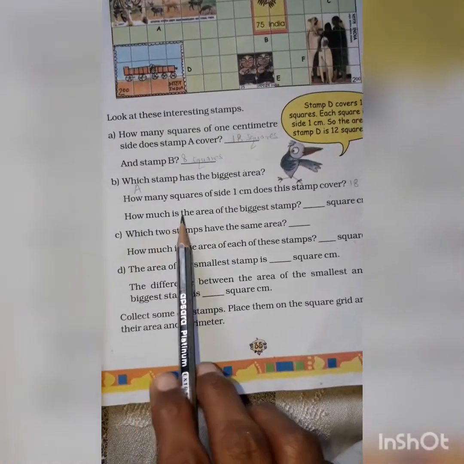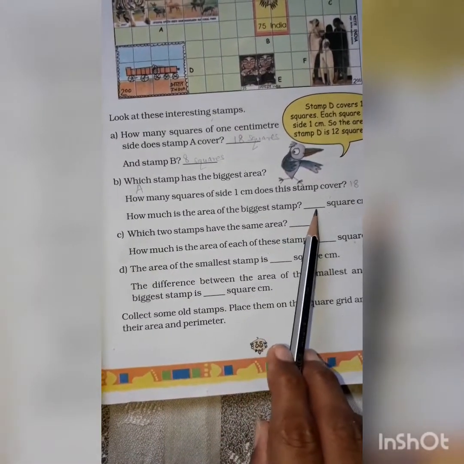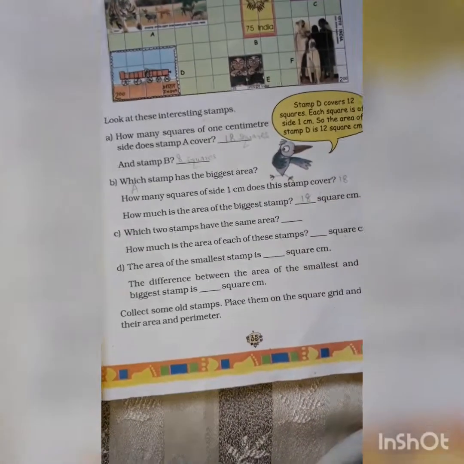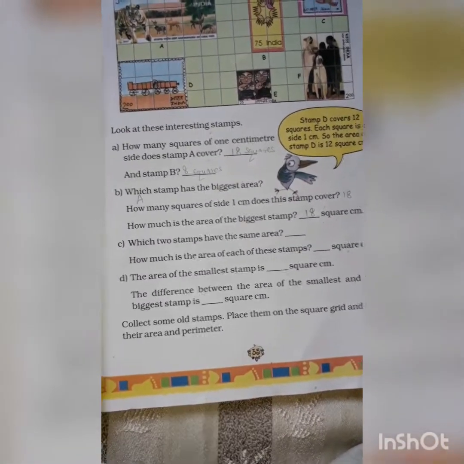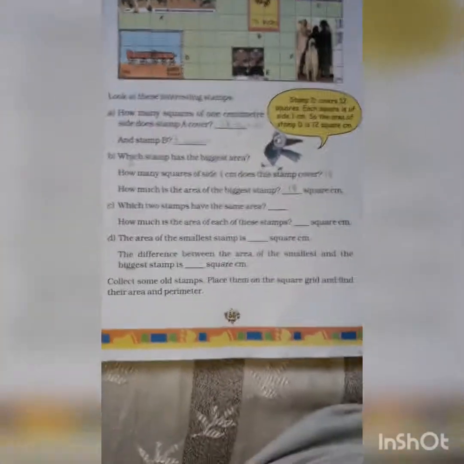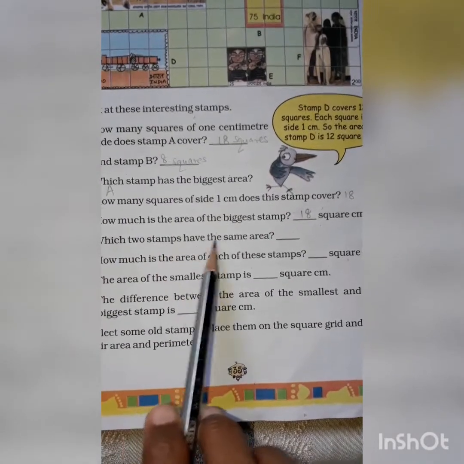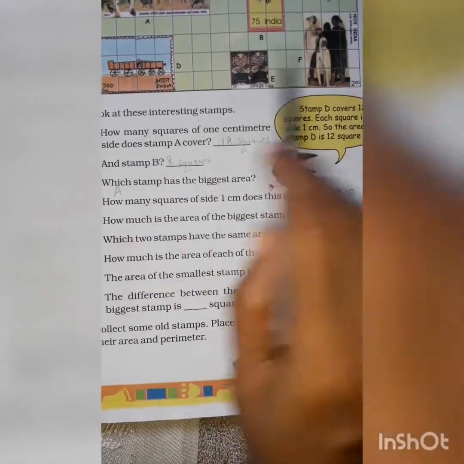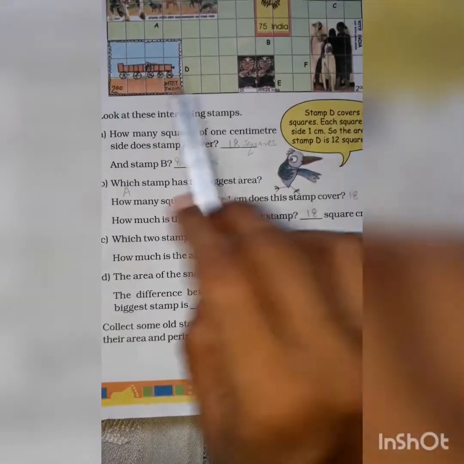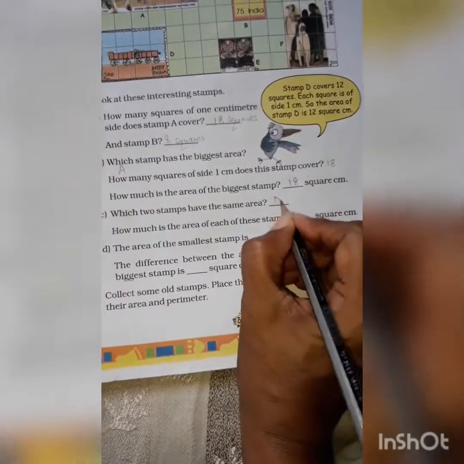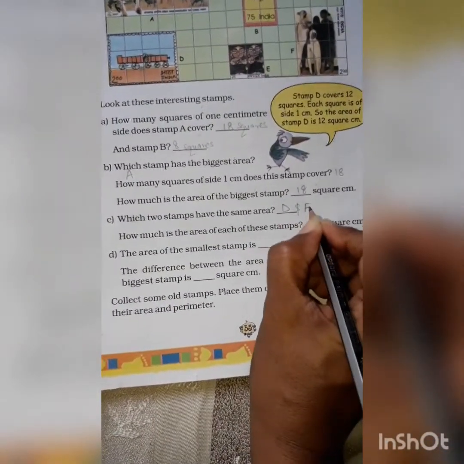How much is the area of the biggest? Okay, this we have done now. So here also we will write here 18 square centimeter. Is it clear to everybody? Now see here. Which two stamps have the same area? We have counted this D, this is 12 and again this is 12. So D and F. Okay. Now which two stamps? So D and F.